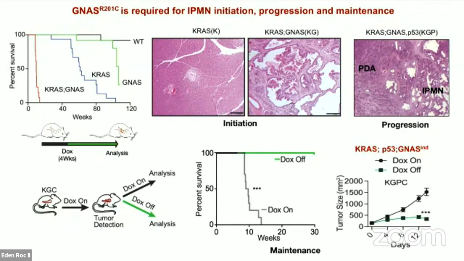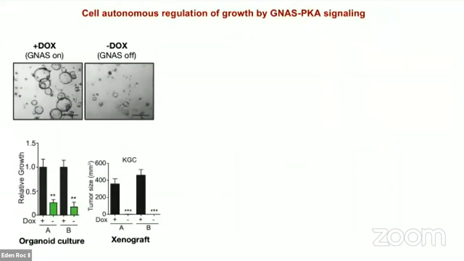While animal models are great for preclinical studies and studying biology in vivo, it is very difficult to study mechanism in them. So in order to study mechanism, we generated or established an organoid culture system.